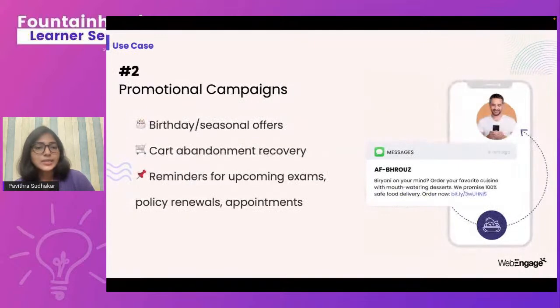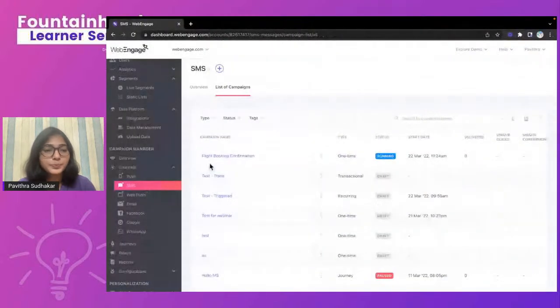The next one is your promotional campaigns. Now, these, like I said, could be your birthday or your seasonal offers, or most importantly, your cart abandonment recovery, or you have to remind your users of an upcoming examination or policy renewals. You just have to ensure that your users don't miss any important date. I will show you how you can do this. Let's consider the example of cart abandonment in this case.